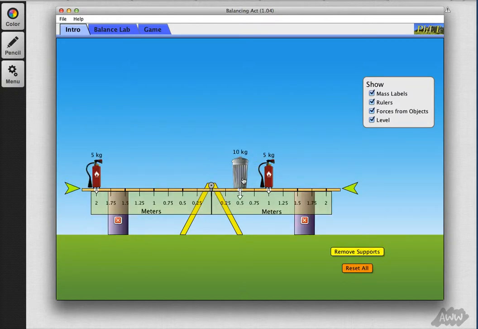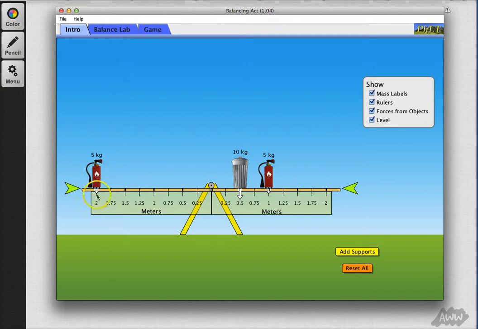Let me move it to 0.5 and see whether this works. And we can see that's exactly what works. Okay, so let's verify why this is so. Let's look at the positions.